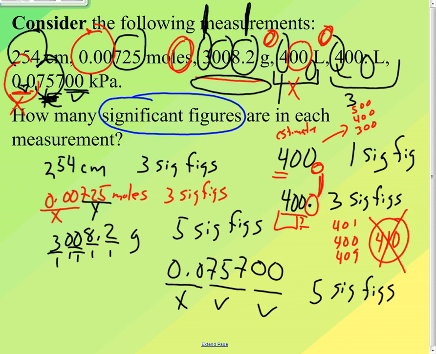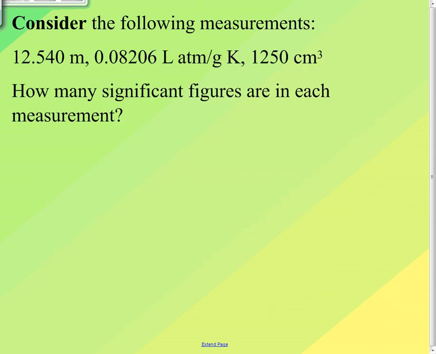Just go back and check the notes that I gave you. Are you ready? Here we go. You're on your own. Hit it. Consider the following measurements. I have 12.540 meters, 0.08206 liter atmospheres per mole Kelvin, sorry, I said gram Kelvin, that should be mole Kelvin. And 1,250 centimeters cubed. While you work on that, I'll change my units here to the right units. Go.